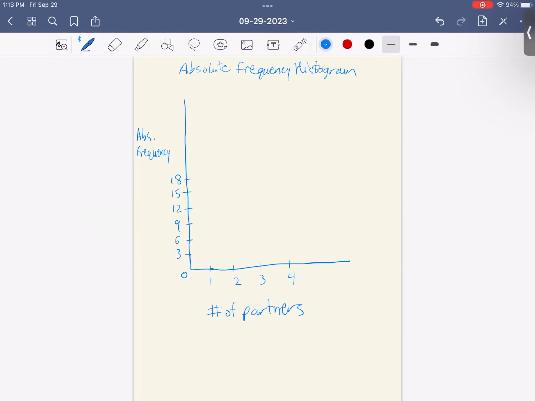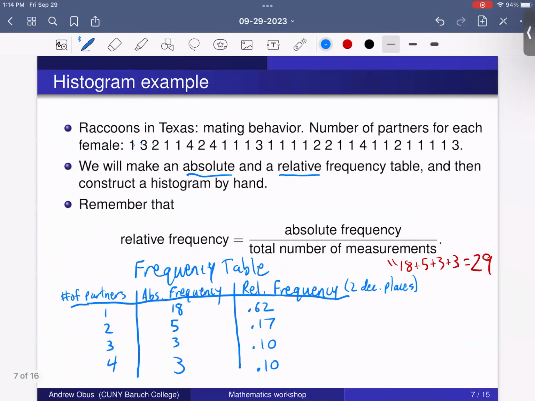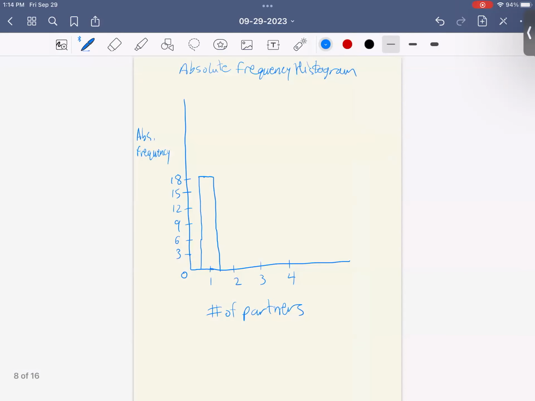Okay. And so now what do we have? Well, for number 1, we know this is going all the way up to 18. So I'm going to draw a bar with 1 at the center, going all the way up to 18. Then for 2 partners, we had 5 was the frequency. So I'll draw a bar with 2 at the center, going only up to 5. And with 3 partners, it only goes up to 3. And with 4 partners, it also only goes up to 3.